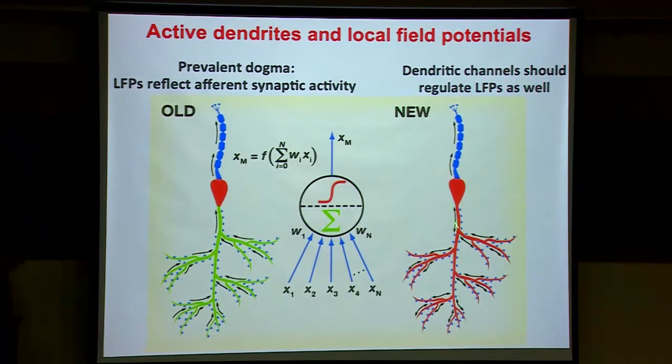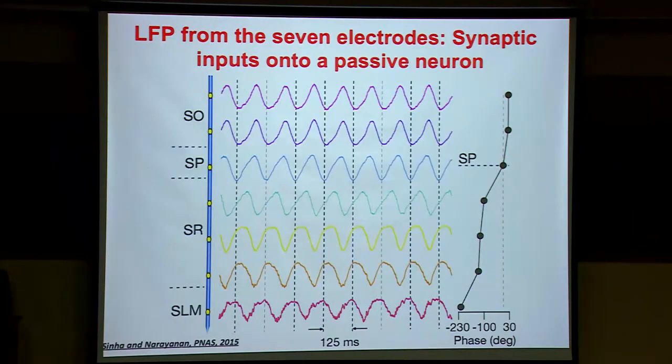On the other hand, with this new realization that there are these dendritic ion channels, now it stands to reason that if you put an electrode over here, this is not going to be just reflective of the synaptic currents, but it is also going to be reflective of the ion channels that are present on this particular dendritic structure. So that was the hypothesis that Manisha started her research with.